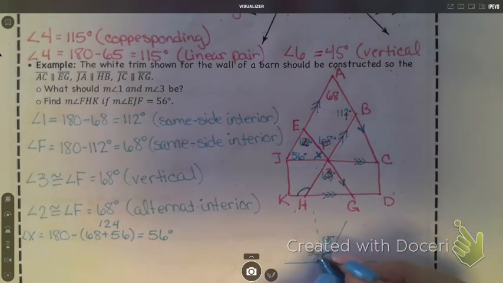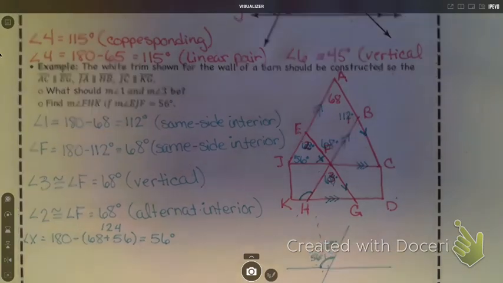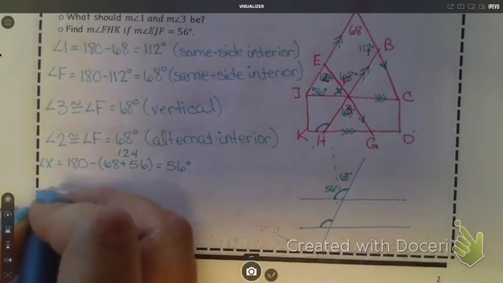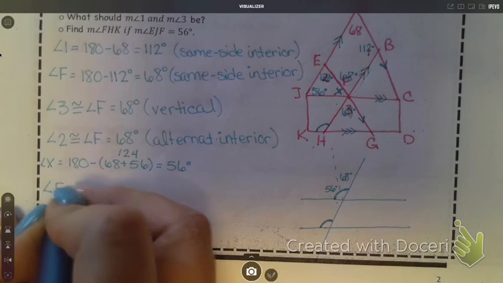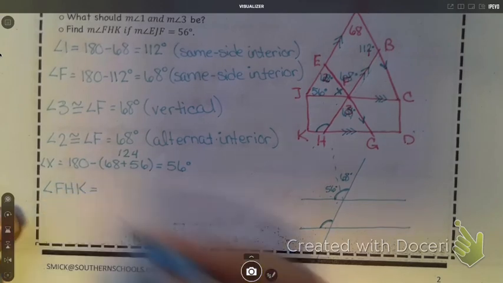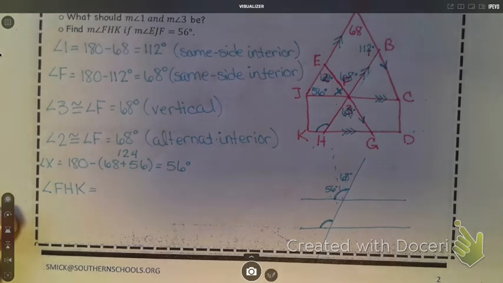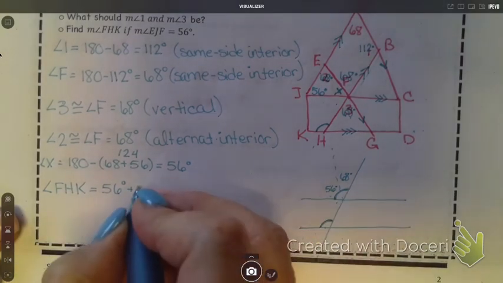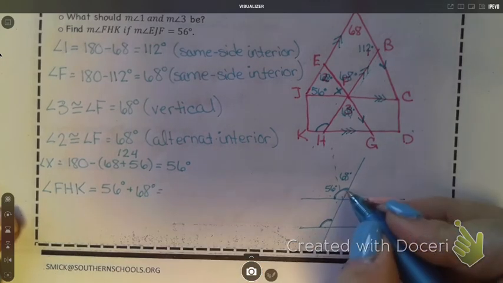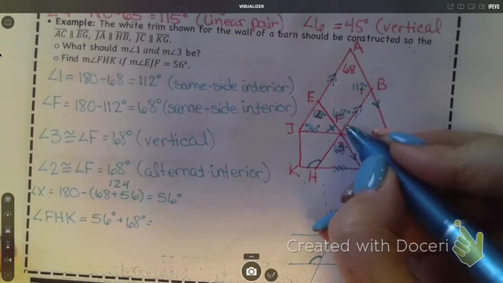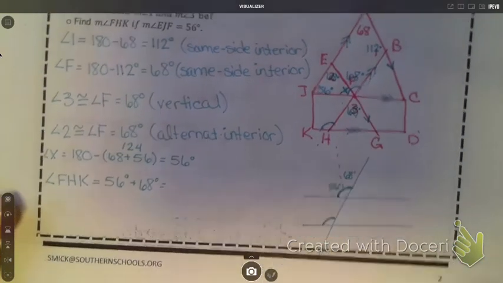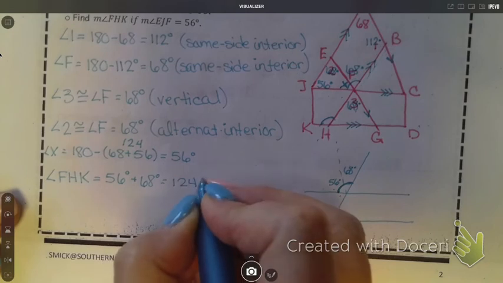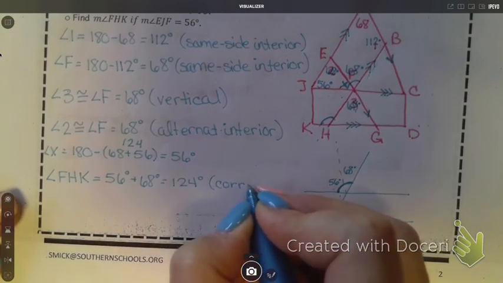So if this is 56, see how that picture down here helps me? It's really far down there for you, sorry guys. Now what do I do? What angle was this? FHK is going to equal what? 56 plus 68. Why are you adding the 68? Because this whole angle is corresponding. So we get what again? 124. And because they are corresponding.